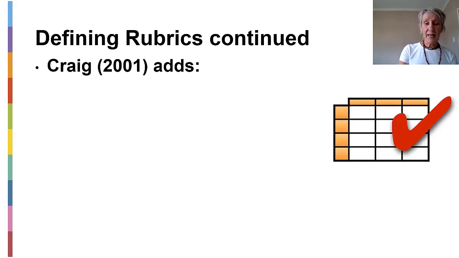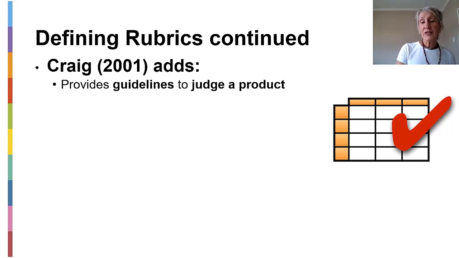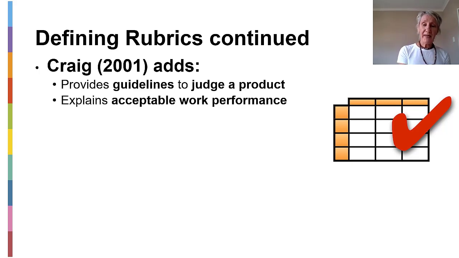Okay, Craig also came along and added a few other things that I think are pretty good and important when you are using rubrics. It gives you guidelines to judge a product. The product is the essay, it's a speech, it's the listening comprehension, whatever it might be. It helps you to judge it in a fairer way. It explains what acceptable work performance will be.